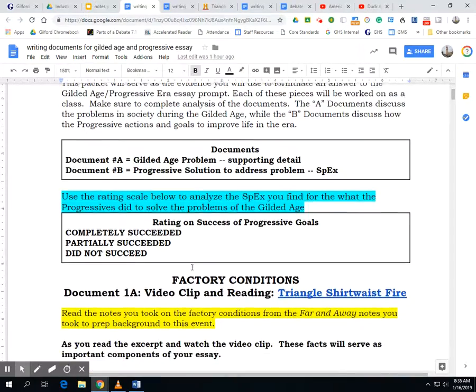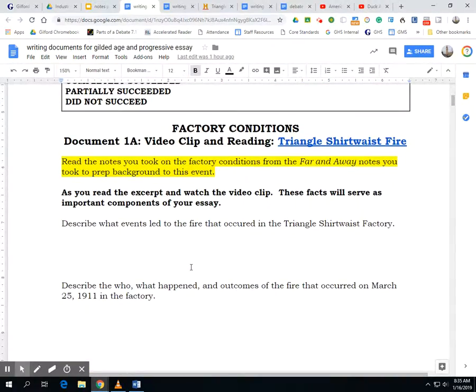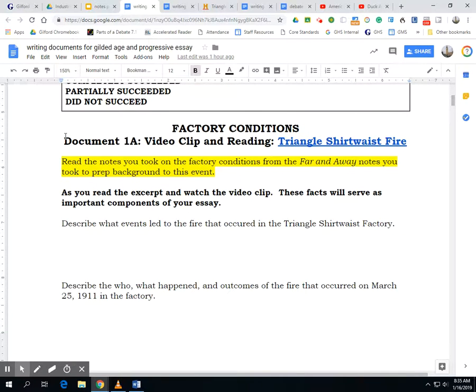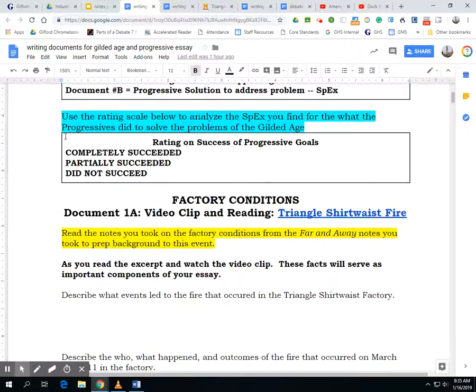For instance, our first category is factory conditions. So the first document A is the Gilded Age incident of the Triangle Shirtwaist Fire that occurred in New York City in 1911. And your task will be to discuss the fire, why it occurred, and then what happened and outcomes based on this particular event. So your A statement will show you the background to this particular factory, how it burned, and what happened in the aftermath. And the reason why is because when you go to document 1B, it will introduce the progressive solution. So that's the first part.